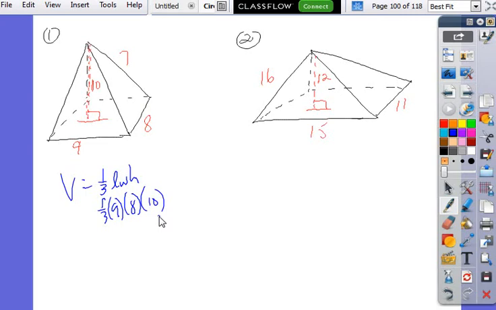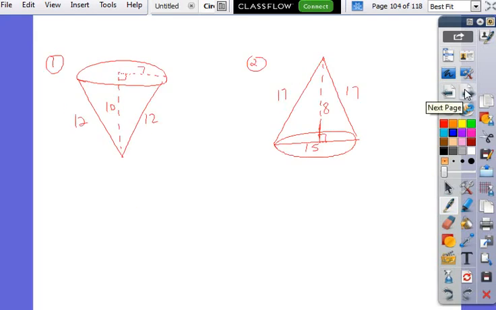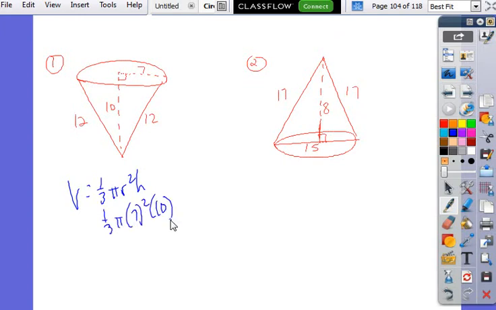Cylinder, pi r squared h. Just make sure you got the radius when you plug it in. If it's a cone, it's 1/3 pi r squared h. Again, what do I do with that 12? You don't use it because it's slanted. It's slanted, can't use it.